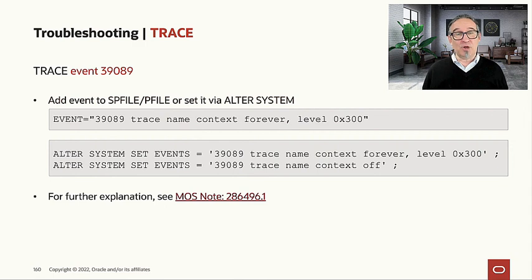And then you can put it also in your SPFILE or in init.ora. So here the event for Data Pump triggering the trace is 39089. So you would put event equals 39089 trace name context forever, colon, level, and then the bit mask for the trace event. Not used so often, but you could.